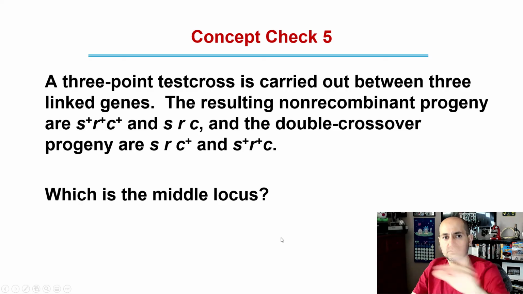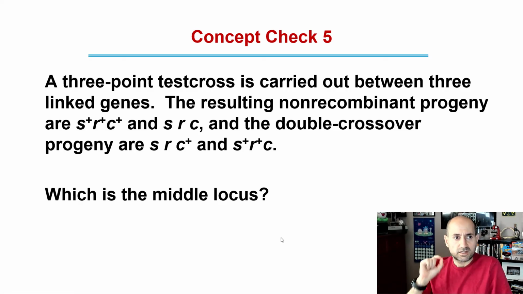Okay, here's another concept check for us. A 3-point test cross is carried out between 3 linked genes. The resulting non-recombinant progeny are S plus, R plus, C plus, and SRC. These are the non-recombinants, so those should be the most common. And the double crossover progeny are SRC plus, S plus, R plus, C.